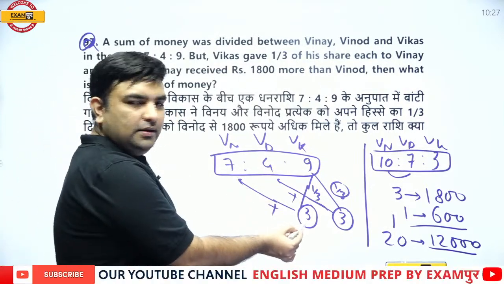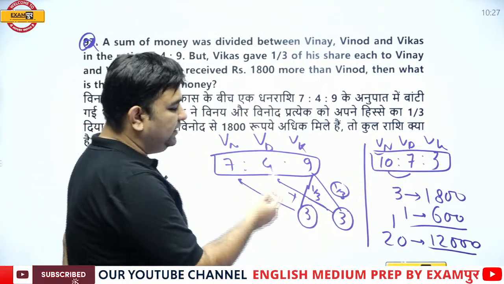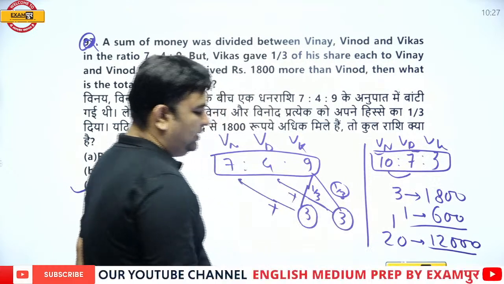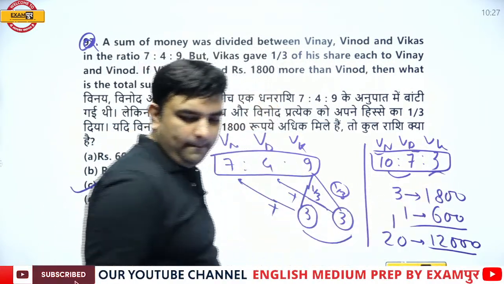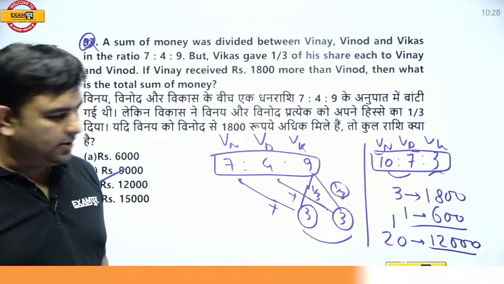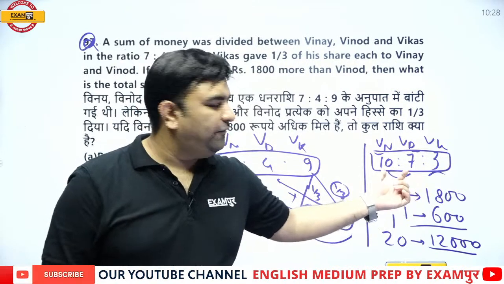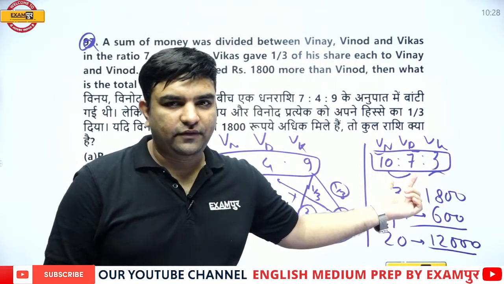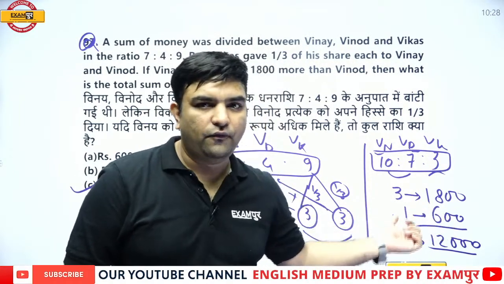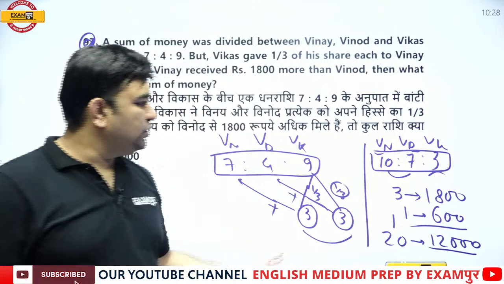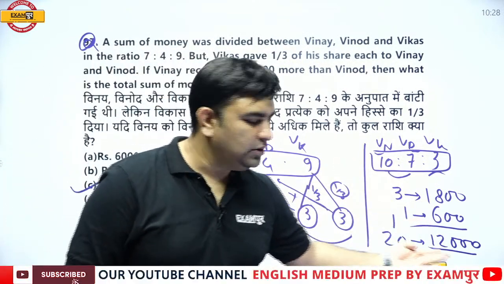On receiving 3, Vinay will become 10. On receiving 3, Vinod will become 7. After giving 6, what is remaining with Vikas? 3 only. Okay? The difference between Vinay and Vinod is 3, which is given as 1800. So 1 is equal to 600. So total is 20. If 1 is equal to 600, 20 is equal to 12,000.